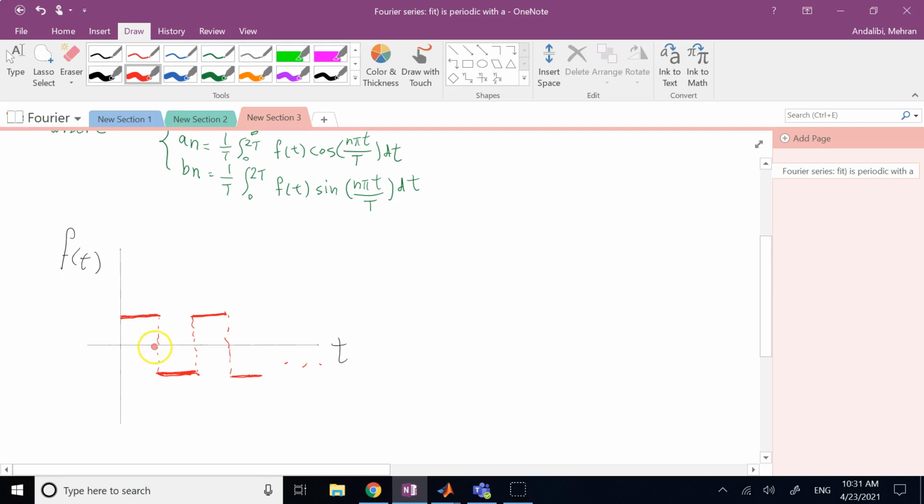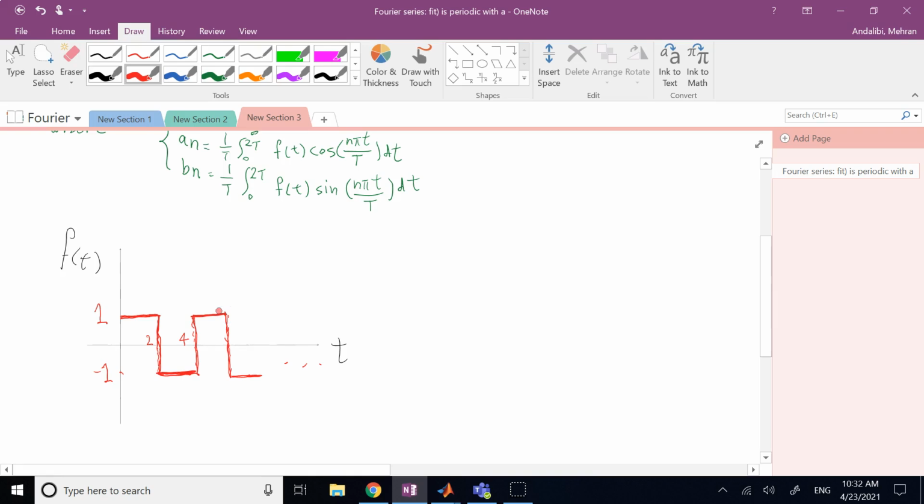Let's say the period of this function is 4. So this number is 2, this number is 4, and you have a level here, 1 and let's say -1. And for this square wave, what you want to do is to determine the Fourier series. Let me write it this way.